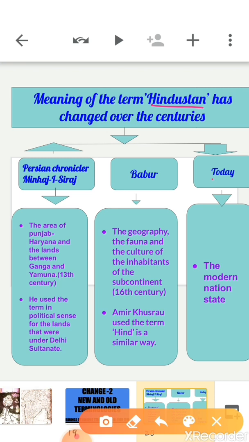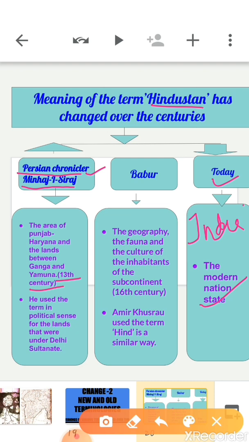Okay, so basically today we understand it as India, right? The modern nation state. But you know what? In the 13th century, the term Hindustan was used by a Persian chronicler. His name was Minhaj-i-Siraz. Clear? Okay, let's understand the meaning of chronicler. A chronicler means a person who writes accounts of important or historical events. Clear?